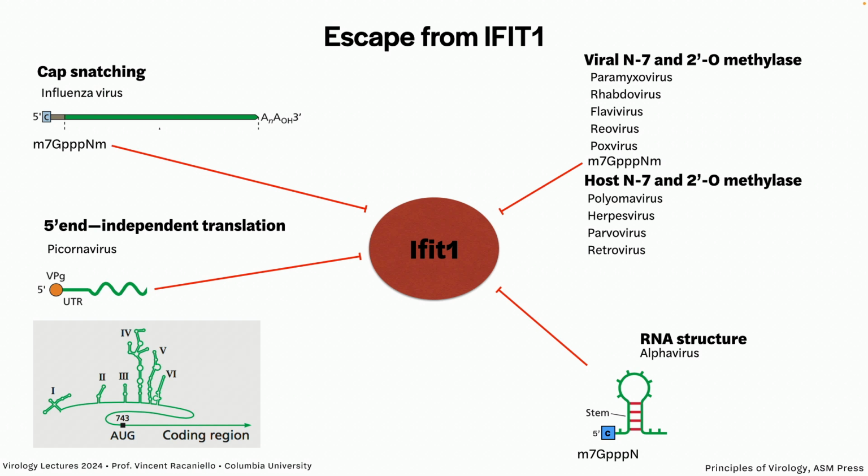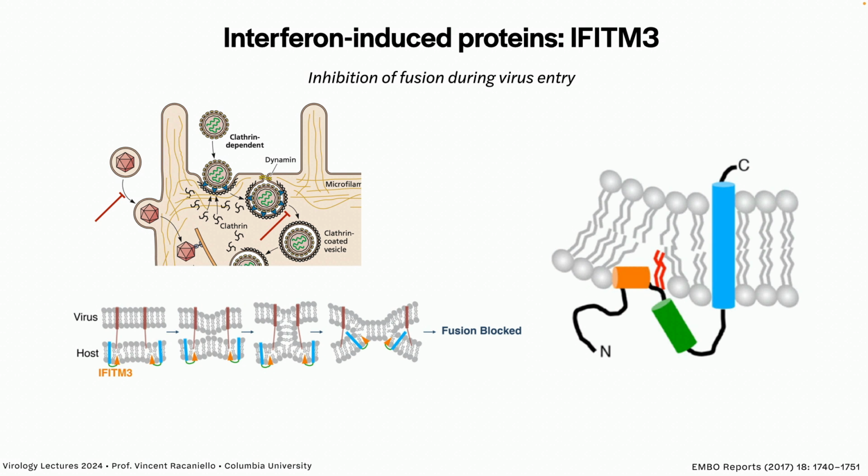And finally, some viruses have an RNA structure at the 5' end that prevents the protein from binding because the double-stranded structure goes right up to the cap, so that it can't fit into the channel in IFIT. So many ways that viruses escape inhibition by IFIT. And I think this is the last one.